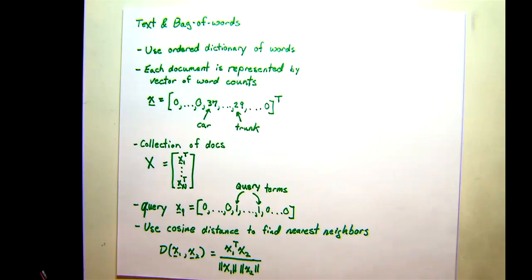And then to find documents that are matching that query, you just do cosine distance to calculate nearest neighbors. We talked about cosine distance. It's just the dot product between the two vectors, and it's normalized by the size of the vectors. It isn't actually a distance. It's a similarity. It'll be bigger when the things are more alike, and it'll be 0 when there's no overlap. So that's where we left it.